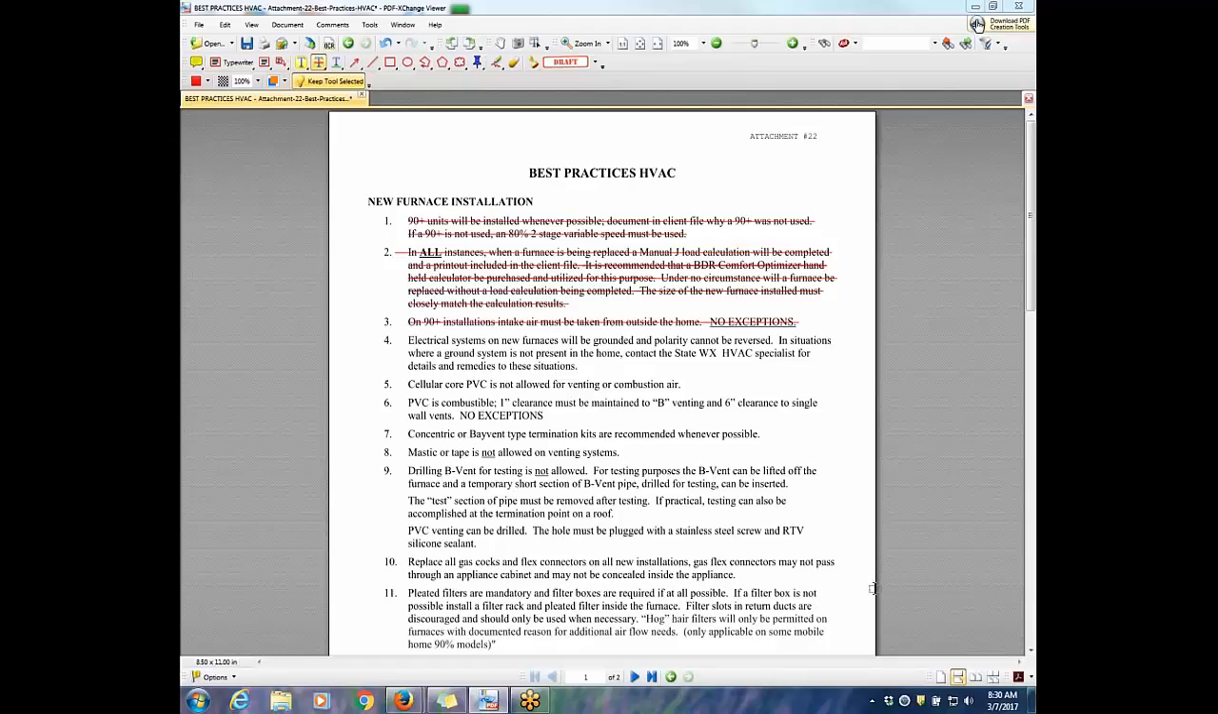All right, let's go on to number 4. Electrical systems on new furnaces will be grounded and polarity cannot be reversed. In situations where there's no ground system in the home, contact me for remedies. I don't know that needs to be in there anymore.